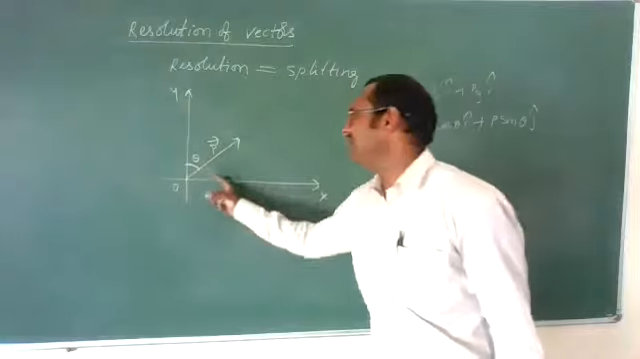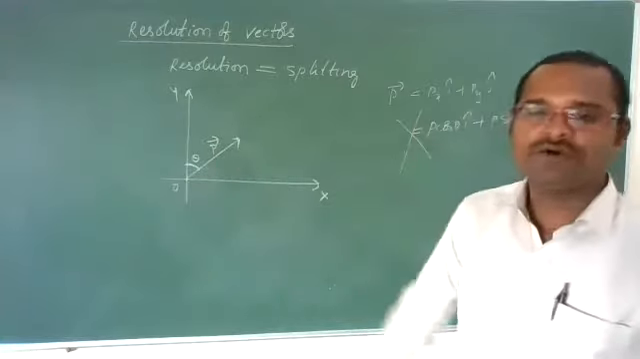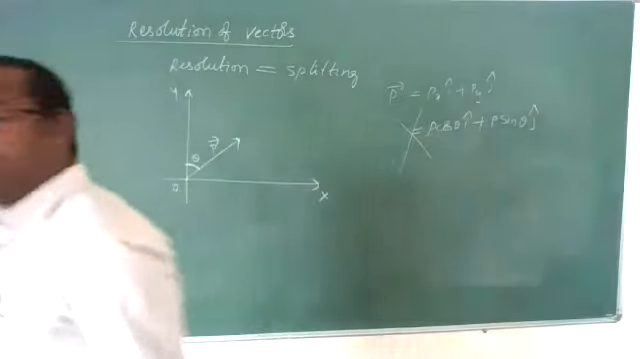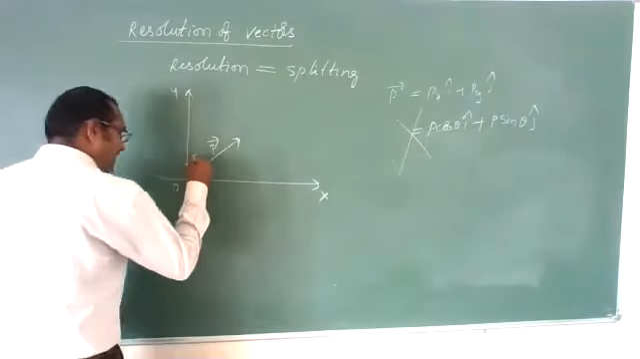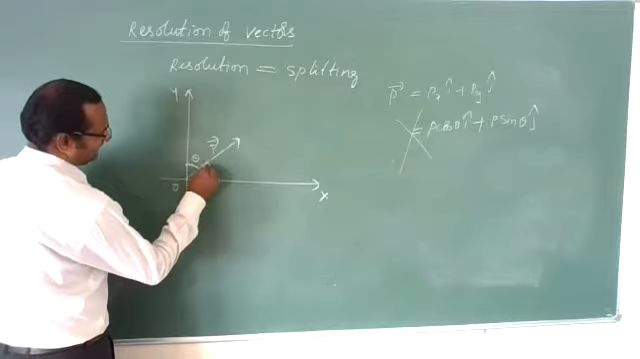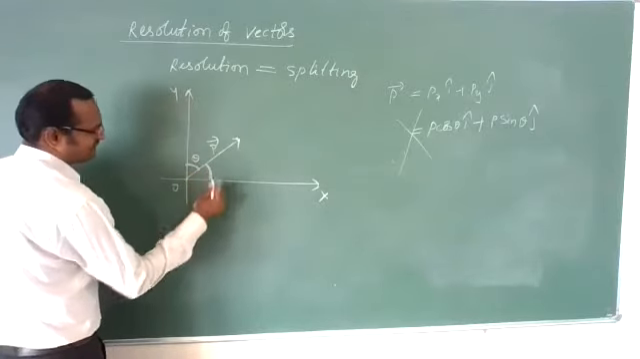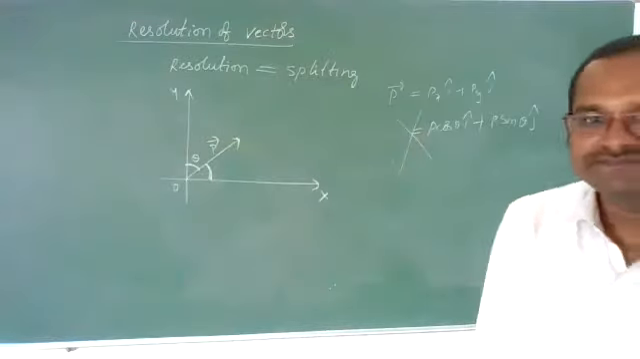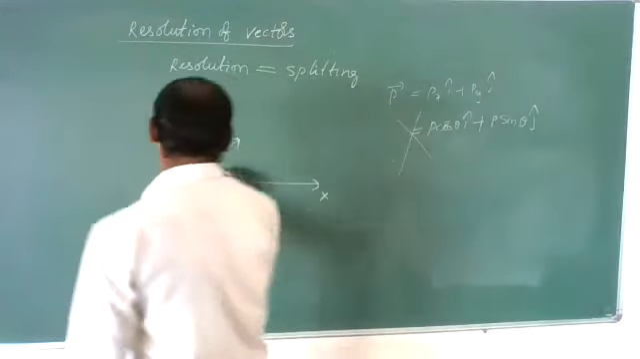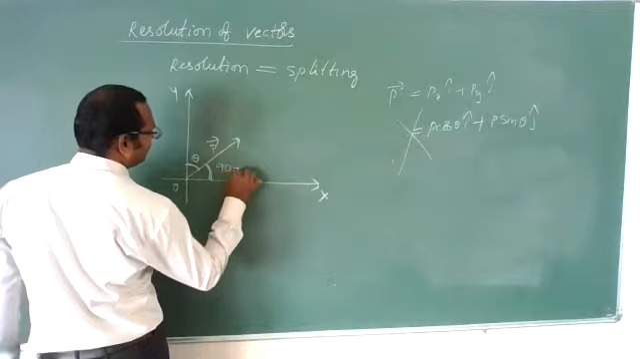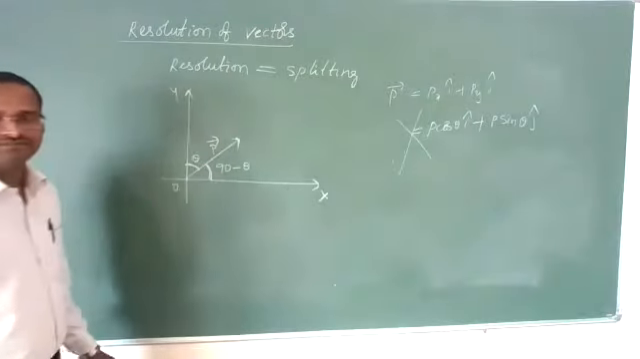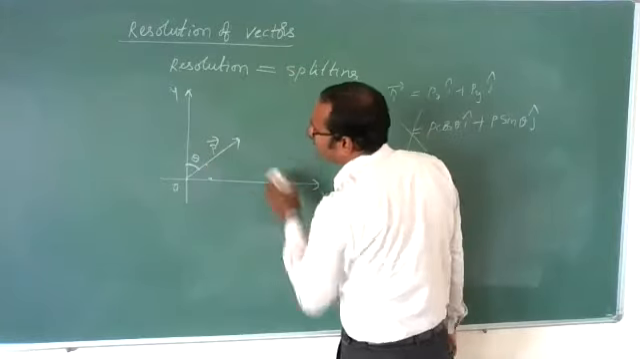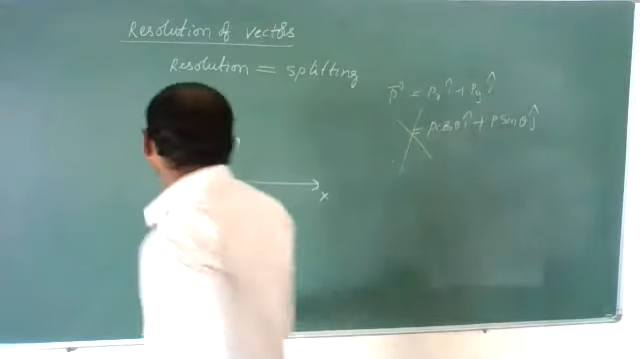Because the angle is not with the x axis. Now the P bar vector is making an angle with the y axis. Okay? If this is theta, then what will be this angle? This angle is 90 minus theta. This will be 90 minus theta, we can say. Or otherwise, without taking this, just do one thing.